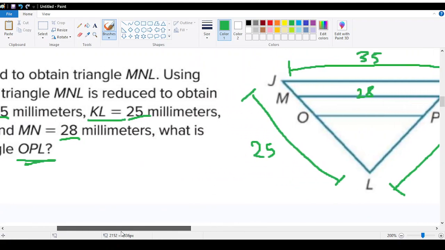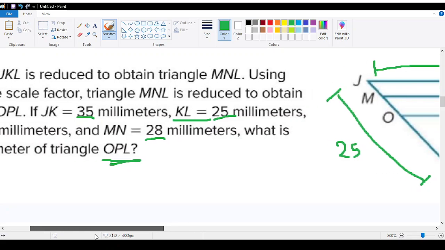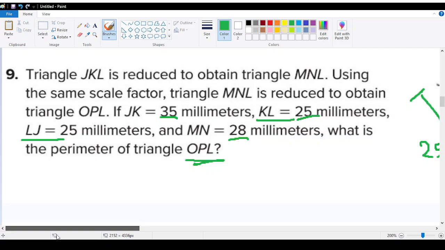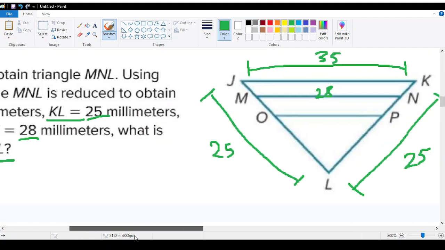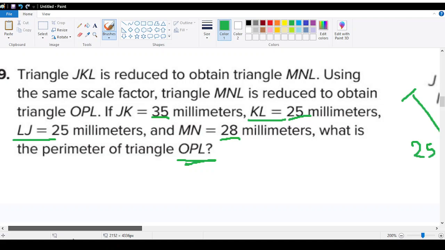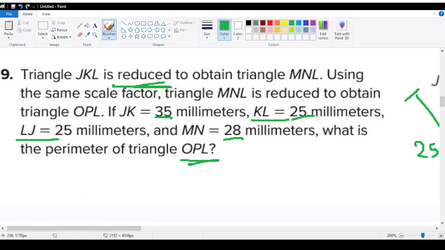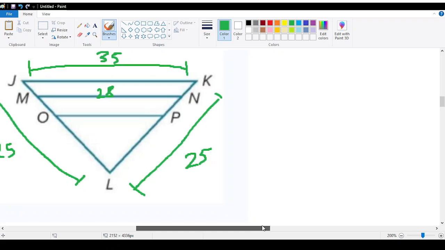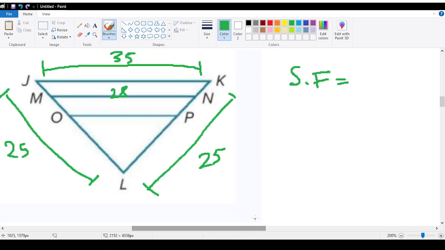My one is the OPL. They want the perimeter of the OPL, which is the smallest one. Now, triangle JKL is reduced to obtain triangle MNL using the same scale factor. So I need to know what the scale factor is. What's the rule of the scale factor? Yalla, what's the rule, Shamsa? New over old. So N over O, new over old.